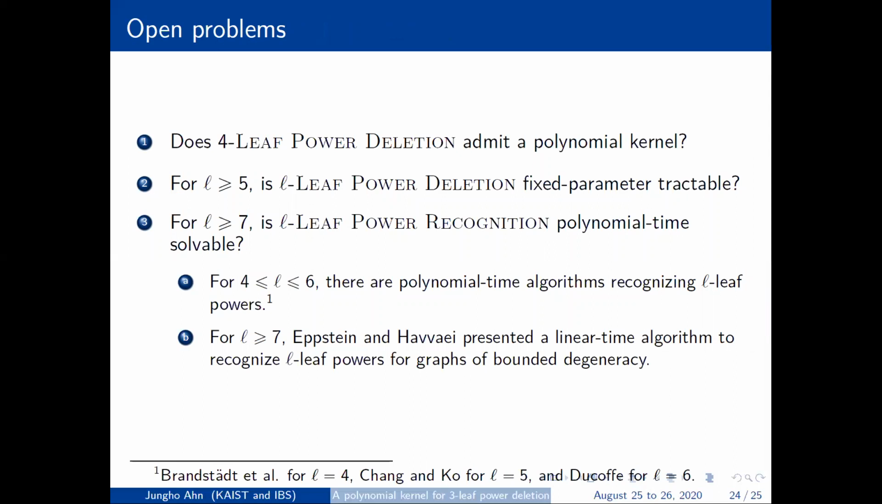Here are open problems. Remember that although 4-power deletion is FPT, the existence of a polynomial kernel is still open. And for l at least 5, it is still open whether l-power deletion is FPT or not. About the recognition problem, for l from 4 to 6, it is known that there are polynomial time algorithms recognizing l-powers. And for l at least 7, Eppstein and Havvaei present a linear time algorithm to recognize l-powers for graphs of bounded degeneracy. But for the general case, it is still open.